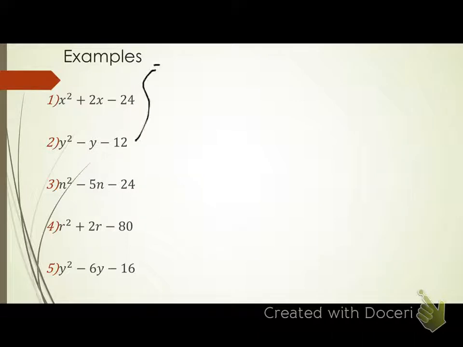Okay, number 2. Draw my 2 sets of parentheses. What's my variable? Y. What does this sign tell us if it's a minus sign? They're going to be opposite signs. So let's put the minus first and then the plus second. Let's create our T-chart.